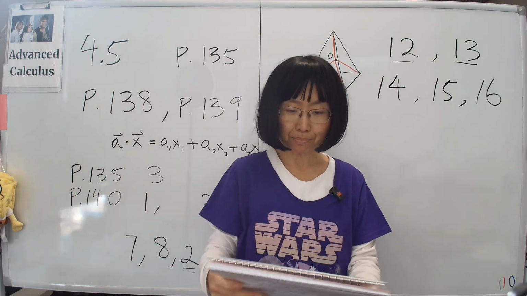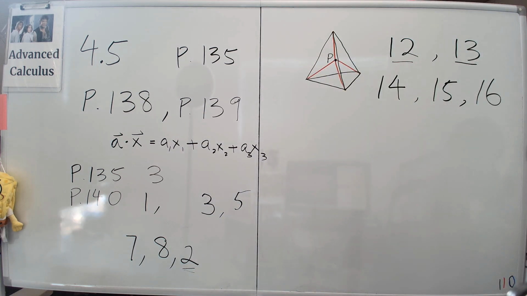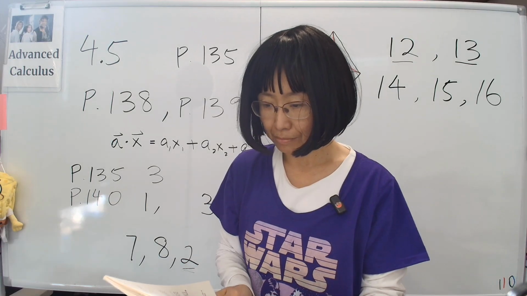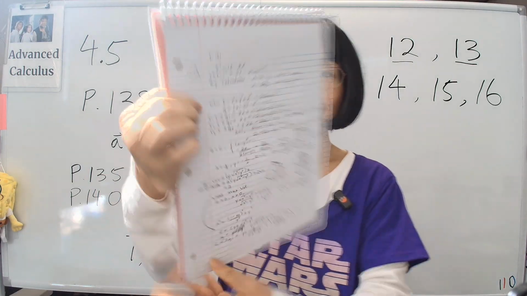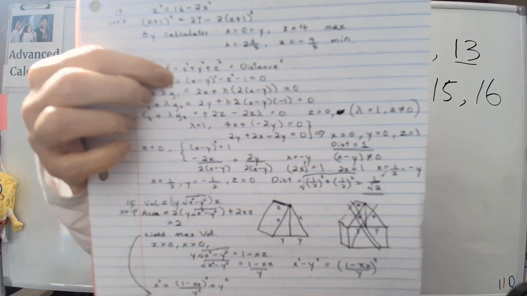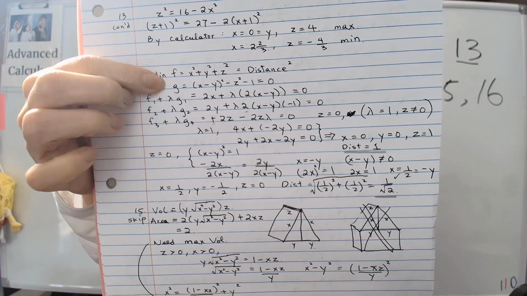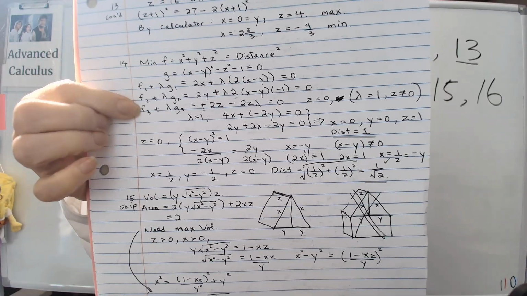Next, let's look at problem 14. Let me find my book. What are we doing here? Problem 14 says to find the minimum distance from the origin to some surface. The distance from the origin is just x squared plus y squared plus z squared, and here's that surface. We apply the Lagrange multiplier for three variables.